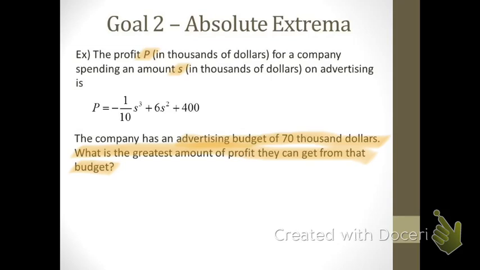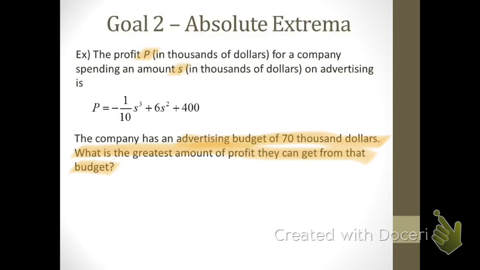Now, they can spend up to $70,000, but they don't have to spend the full $70,000, and potentially they could spend something less, maybe 10, maybe 20, maybe 40, maybe 60,000, and get a little bit more profit than if they spent the full 70,000.